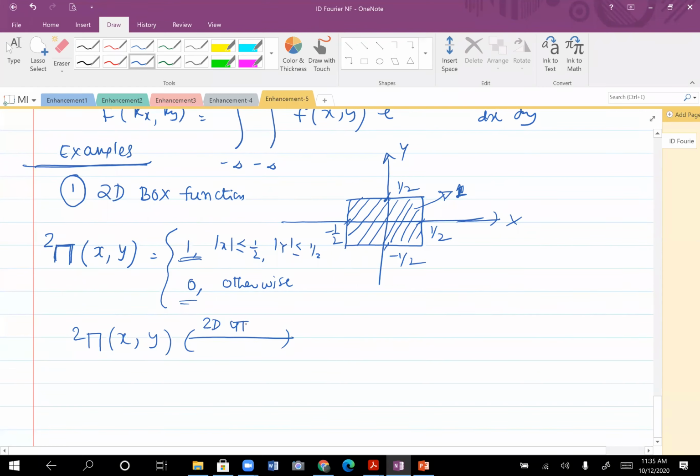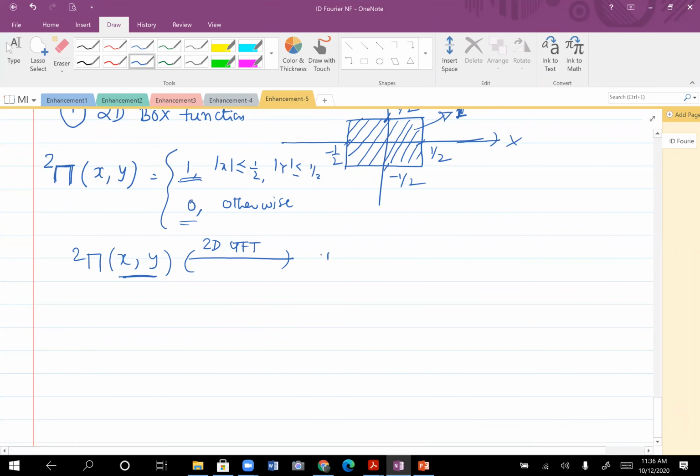Two-dimensional CTFT. I will skip writing 2D from now on, because anyway this would tell you that this is 2D. For the first time I'll write it. Can you tell me what would be the CTFT of it? The answer will be sinc kx into sinc ky. Very good. Excellent. We'll see why it is so.